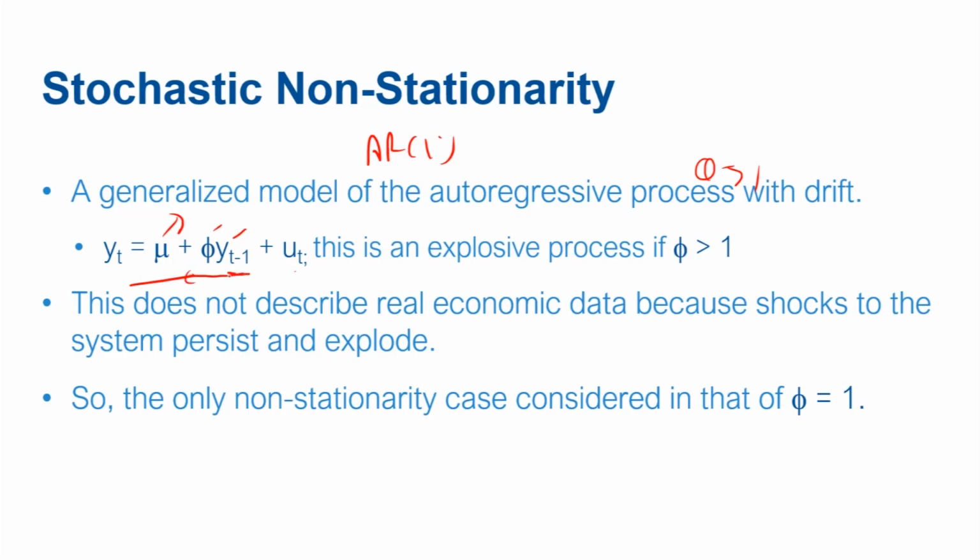For example, let's say a shock came at time t minus 1, which is mu t minus 1. The impact of the shock on the next period Yt is a multiple of phi. In the next period, phi squared. As long as phi is greater than 1, the impact of the shock on the process will explode, which is not a very desirable property and does not describe real economic and finance data. So generally we tend to ignore this part.